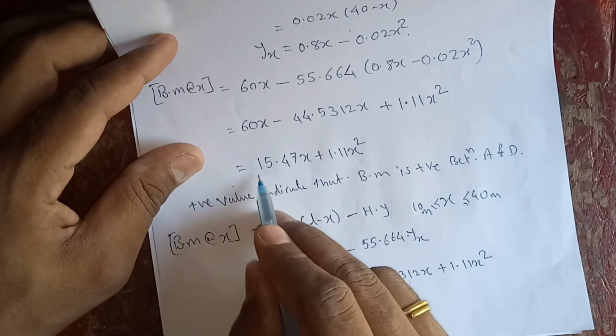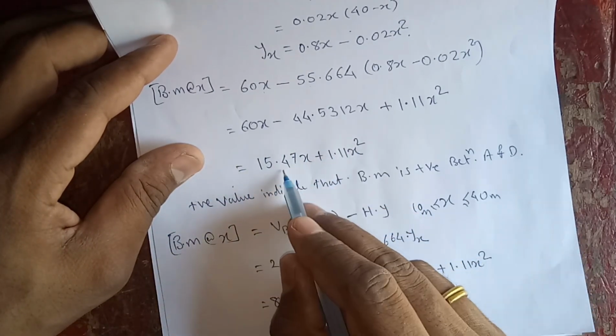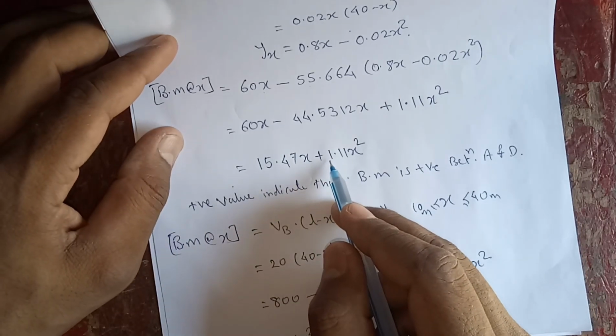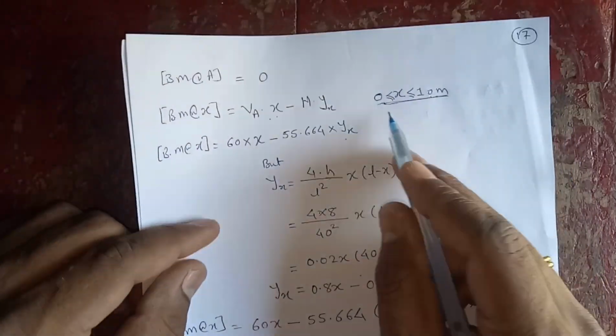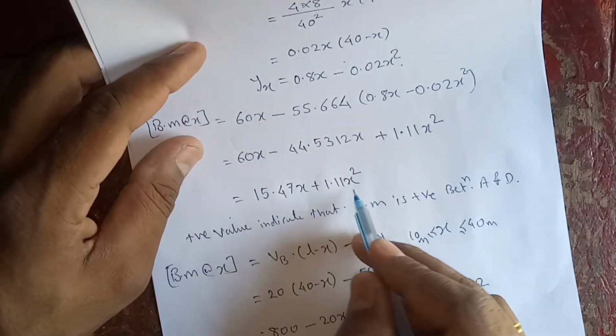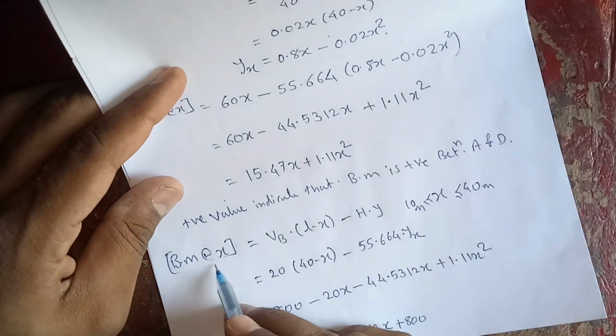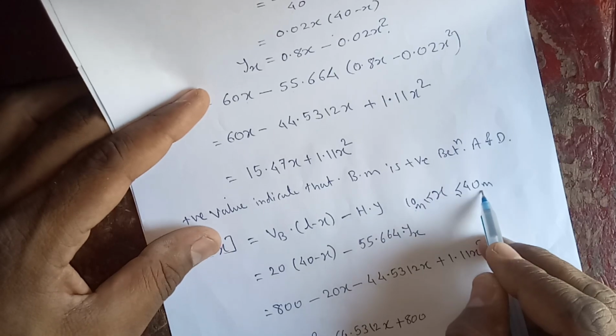But another thing we can observe is that this term is positive, this term is positive. That means the bending moment between 0 to D point, or say A to D point, for this distance 0 to 10 meter, will be positive bending moment since there is no negative term. Now we'll calculate this bending moment, or Mx equation, for 10 meter to 40 meter remaining distance.